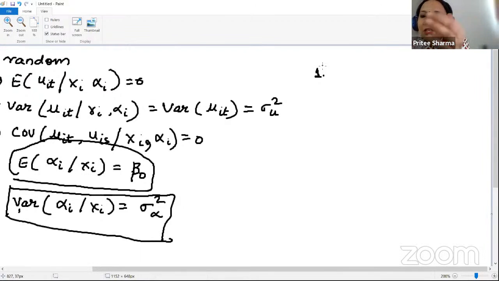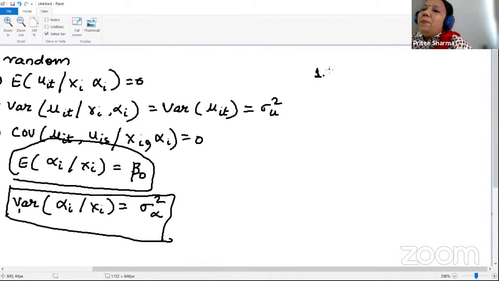So we have seen how we have done the analysis in the pooled OLS as well as in the fixed effect model, where we have first differencing, within group, and LSDV. In all those places we are considering alpha to be time constant. That is why we are denoting everywhere alpha I. There is no T subscript there.